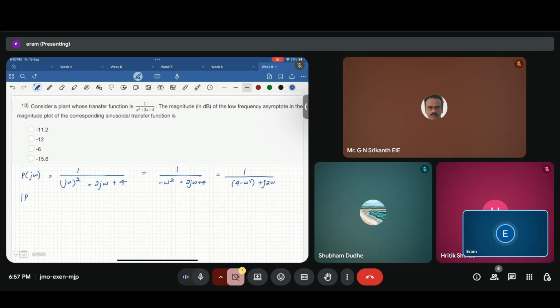What will be the magnitude? The magnitude of numerator will be 1. And the magnitude of denominator is the square root of the real part squared plus imaginary part squared: (4 minus omega square) square plus 4 omega square. Now calculate it in dB and find the final value as omega tends to 0.